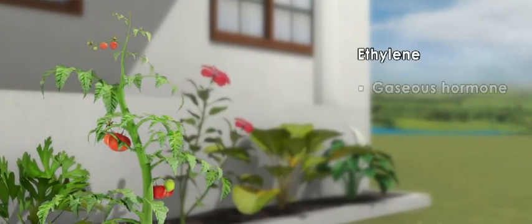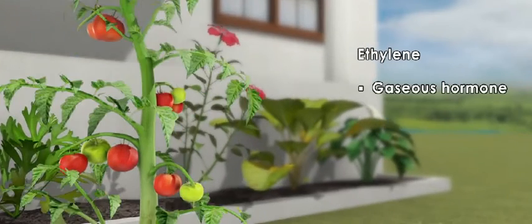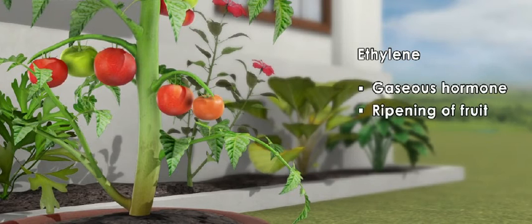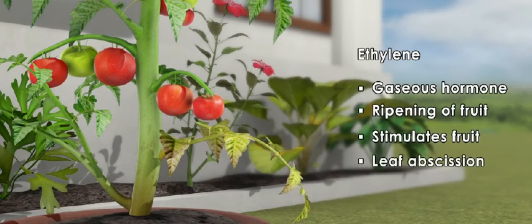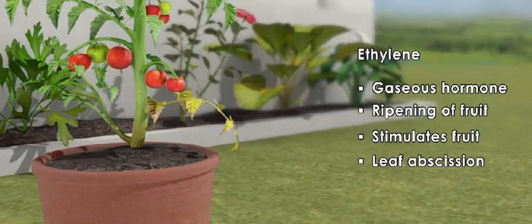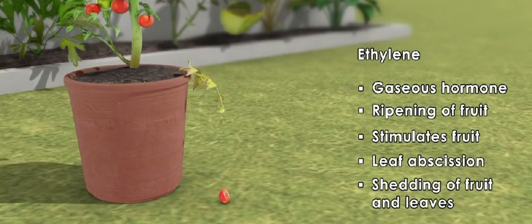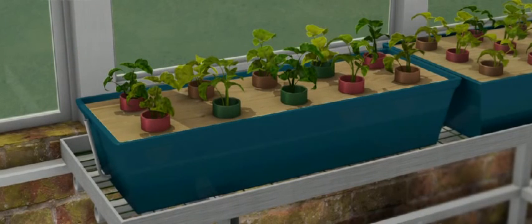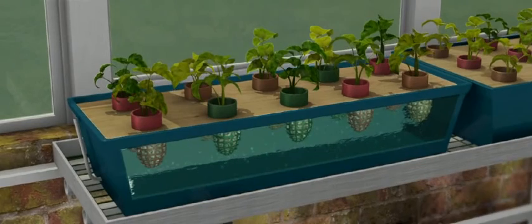Ethylene is a gaseous hormone produced in all plants. It promotes the ripening of fruit and stimulates fruit and leaf abscission, in other words, the shedding of fruit and leaves. Synthesized plant growth regulators are widely used in modern agriculture and horticulture.